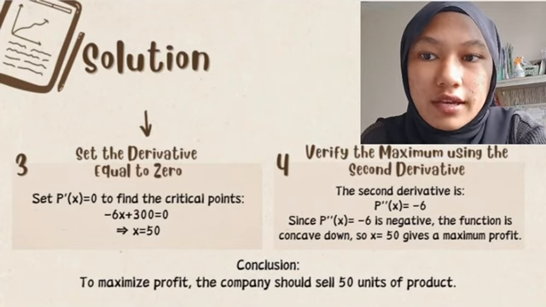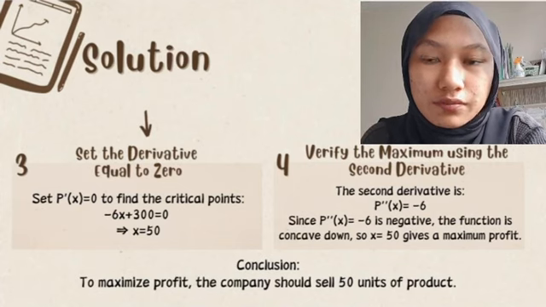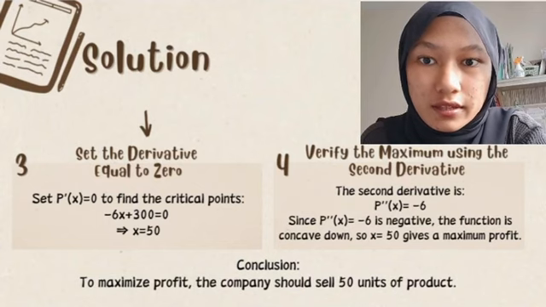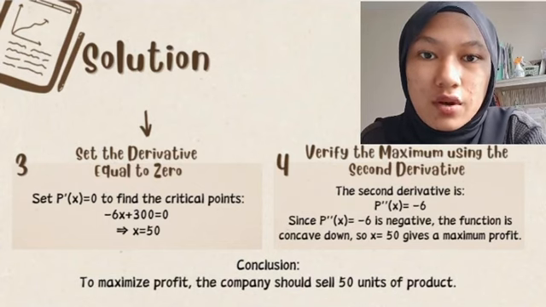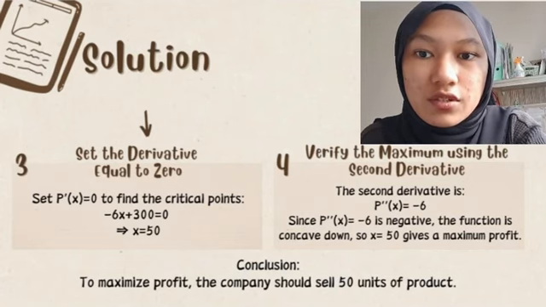Negative 6x plus 300 equal to 0, which we will get x equal to 50. Step number 4, verify the maximum using the second derivative. The second derivative is negative 6. Since it's negative, the function is concave down, so x equal to 50 gives a maximum profit. Conclusion: to maximize profit, the company should sell 50 units of product.